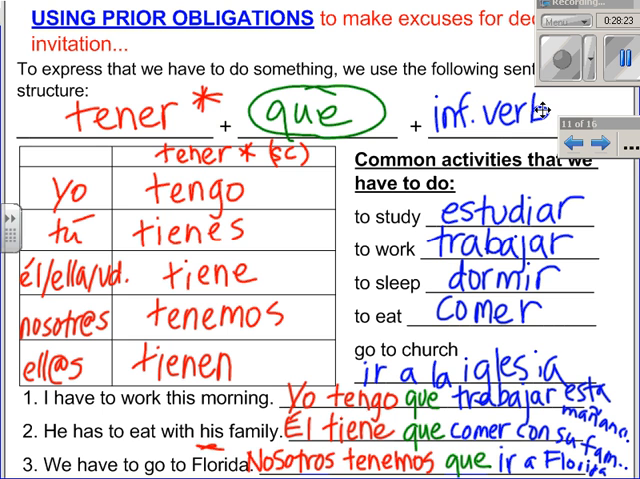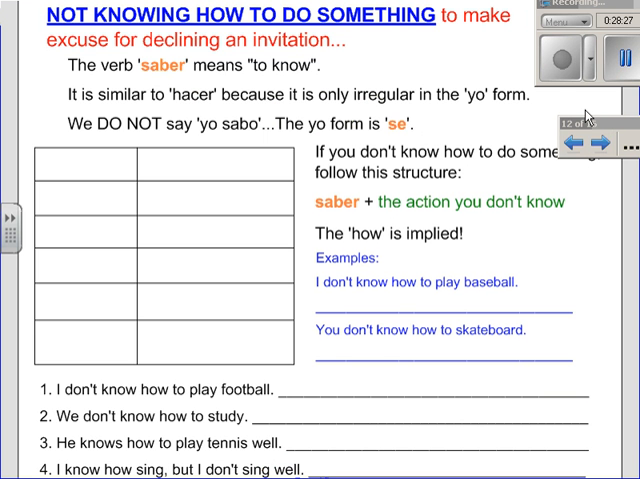So here I'm saying we have to go to a particular place, or we have to do something. So we're not going to be able to do those plans with you. Or perhaps it's because I don't know how to do something. I've been invited to go play baseball, or I've been invited to go join a volleyball game, but I don't know how to do it.